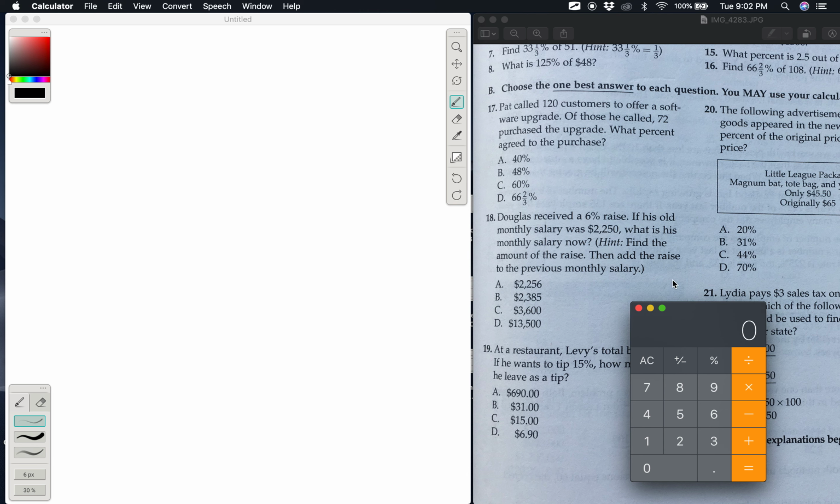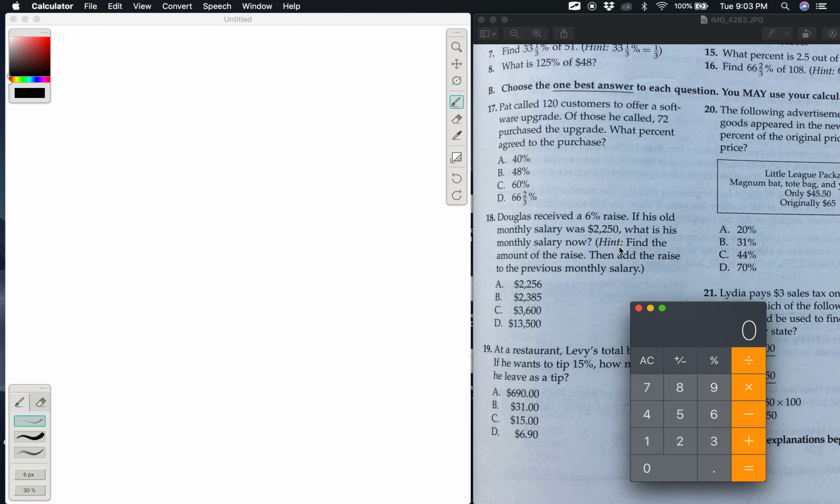Douglas received a 6% raise. If his old monthly salary was $2,250. Guys, before I finish, don't read this hint part. Try and figure it out just on your own before that, just to see how good your apprehension of these story problems is. So Douglas received a 6% raise. If his old monthly salary was $2,250, what is the monthly salary now? Okay, so just pause it here. I'm about to read the hint, so when you come back you can hear it.